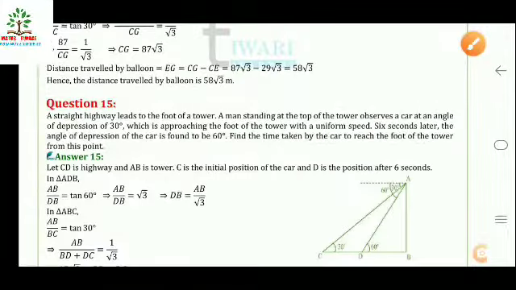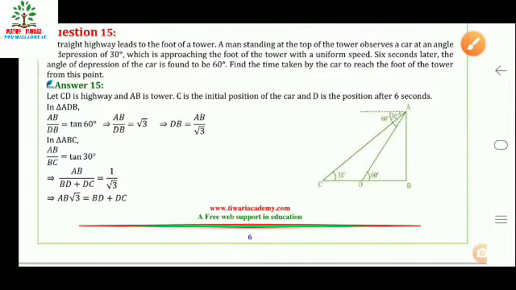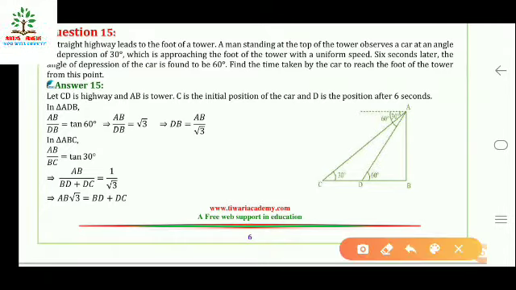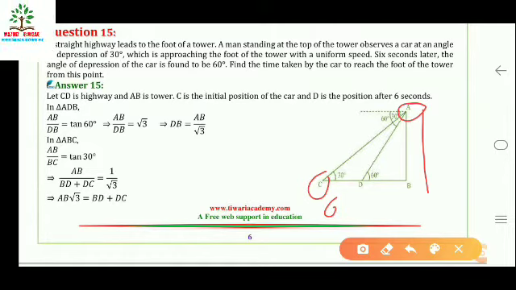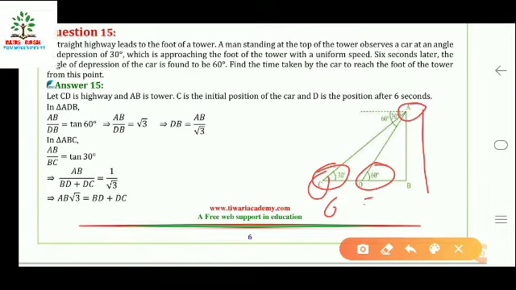Okay, next is question number 15. Again a very good question. Looking here carefully, in this question it is given that a straight highway leads to the foot of the tower. So AB is the tower, and an observer is standing here. He found that once the car is at point C, within 6 seconds the car reaches point D. The angle of depression changes from 30 to 60 degree. We have to find how much time will be taken by this car to reach point B from D. So this time we have to find.